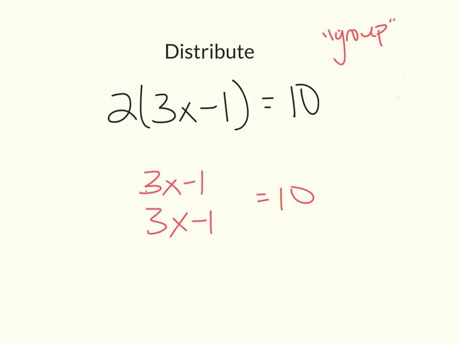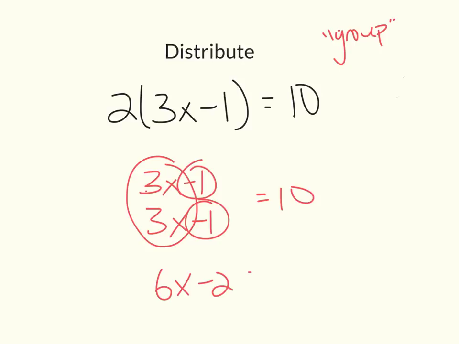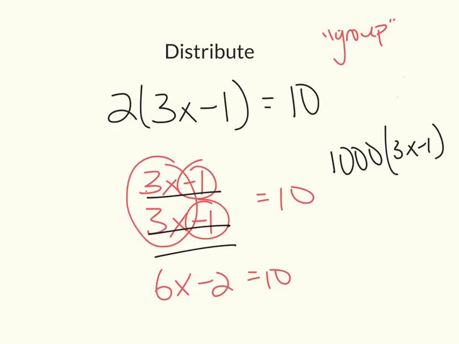So what is 3x and 3x going to combine to make? 6x. What's minus 1 and minus 1 going to combine to make? Well, minus 2 equals 10. This is just a fancy combine like terms problem. But a lot of math is about finding shortcuts and making our life easier. While it's not that big of a deal to write 2 groups of 3x minus 1, think how much time it would waste to write 1,000 groups of 3x minus 1. I'd just be writing 3x minus 1 over and over, and that would take a lot of work.